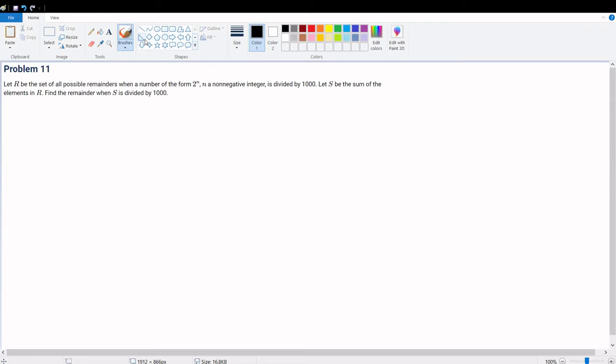So this problem is problem 11, and I think it's from the 2011 AMC 12. So let's get into it. It says that R is the set of all possible remainders when a power of 2, where the power is a non-negative integer, is divided by 1,000. S is the sum of the elements in R, and it wants to know the remainder when S is divided by 1,000. So this is a pretty concise problem. There are definitely wordier AMC problems out there.